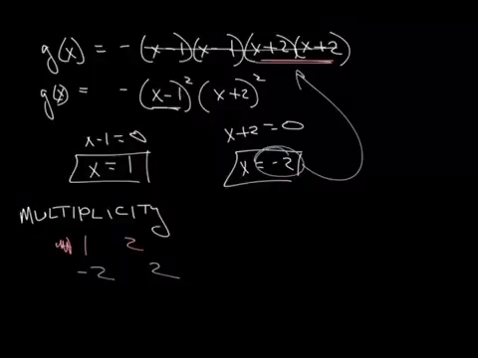Okay, so the multiplicity basically just means how many of the same answer do you get. So this is x minus 1 and it's squared, so the multiplicity is 2. This is x plus 2 and it's squared, so the multiplicity is 2. So the root or the 0 has a multiplicity of how many times it fits into the factored problem up there.